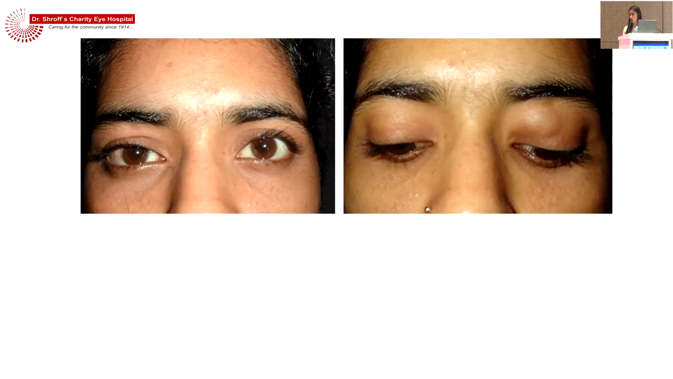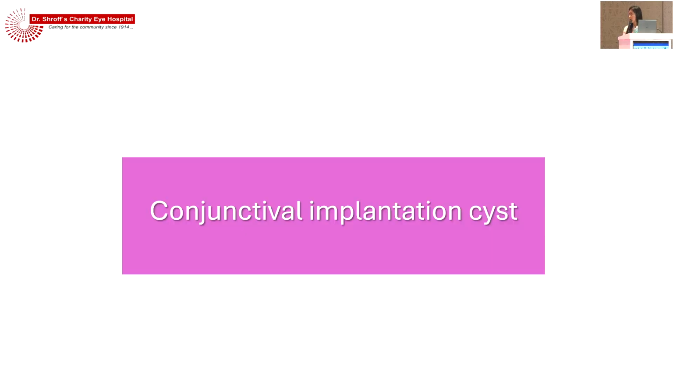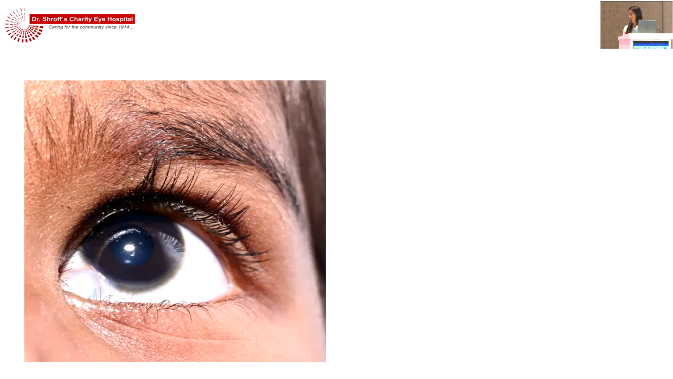Dr. Feroz has shown these pictures beautifully. These are the conjunctival retention cyst, implantation cyst, right? This was a young boy, I think 1 or 2 year old, with progressively increasing bluish cystic swelling on the bulbar conjunctiva next to the limbus since birth. So what do you think it could be?